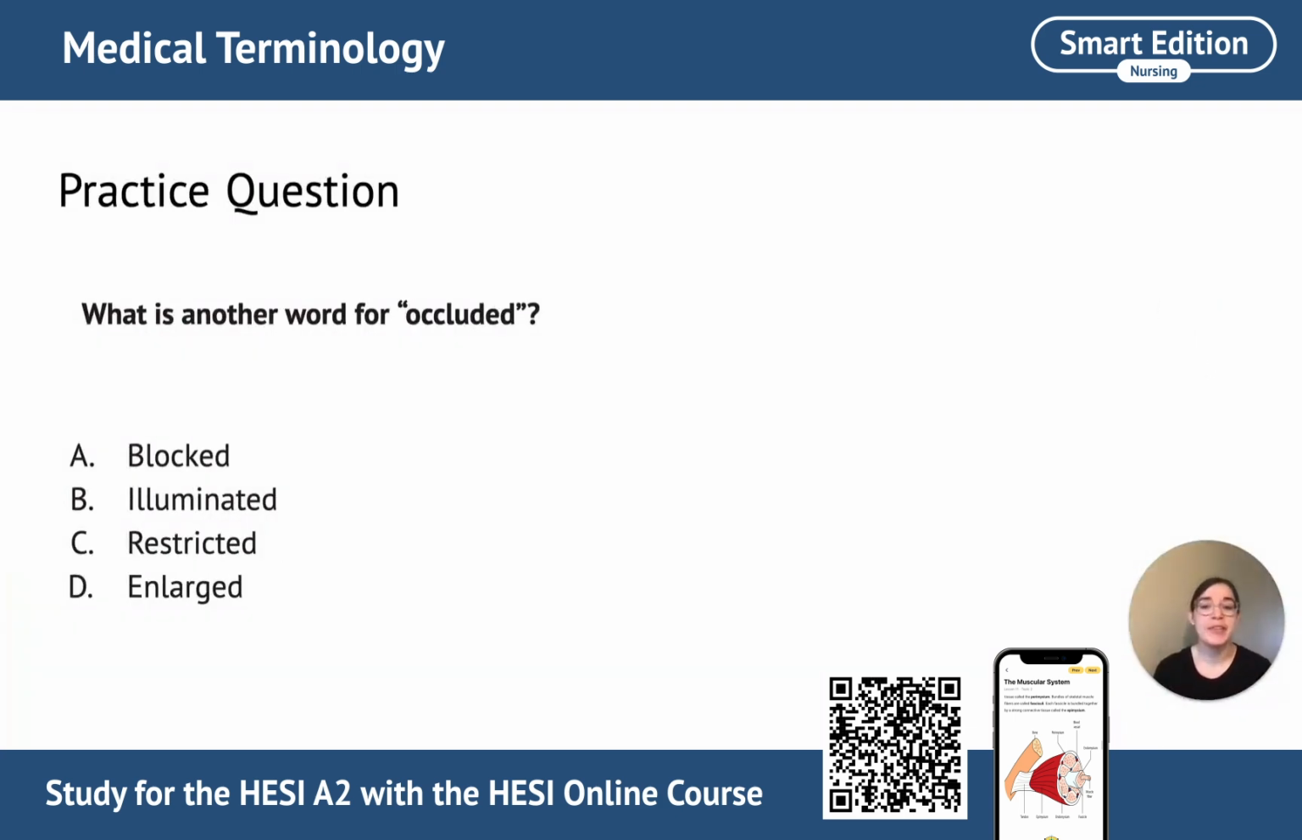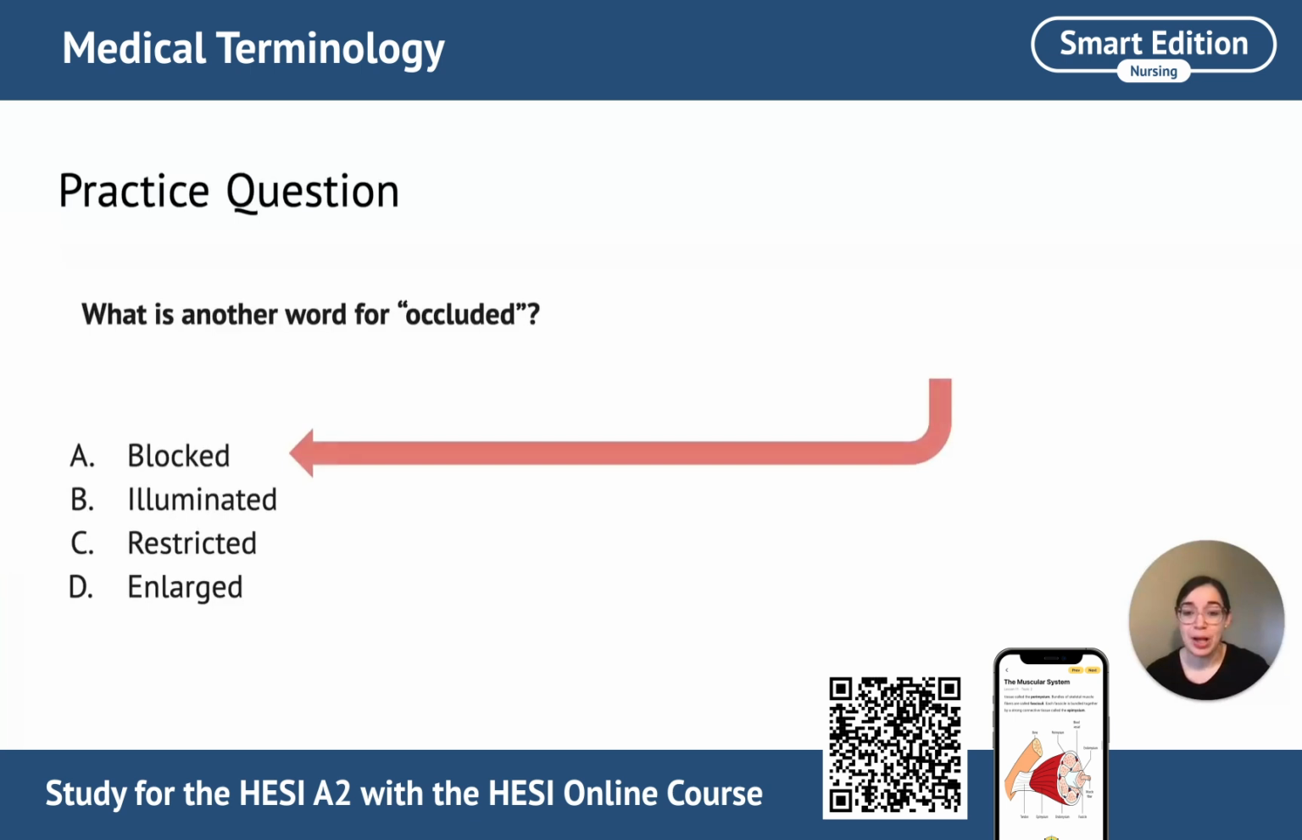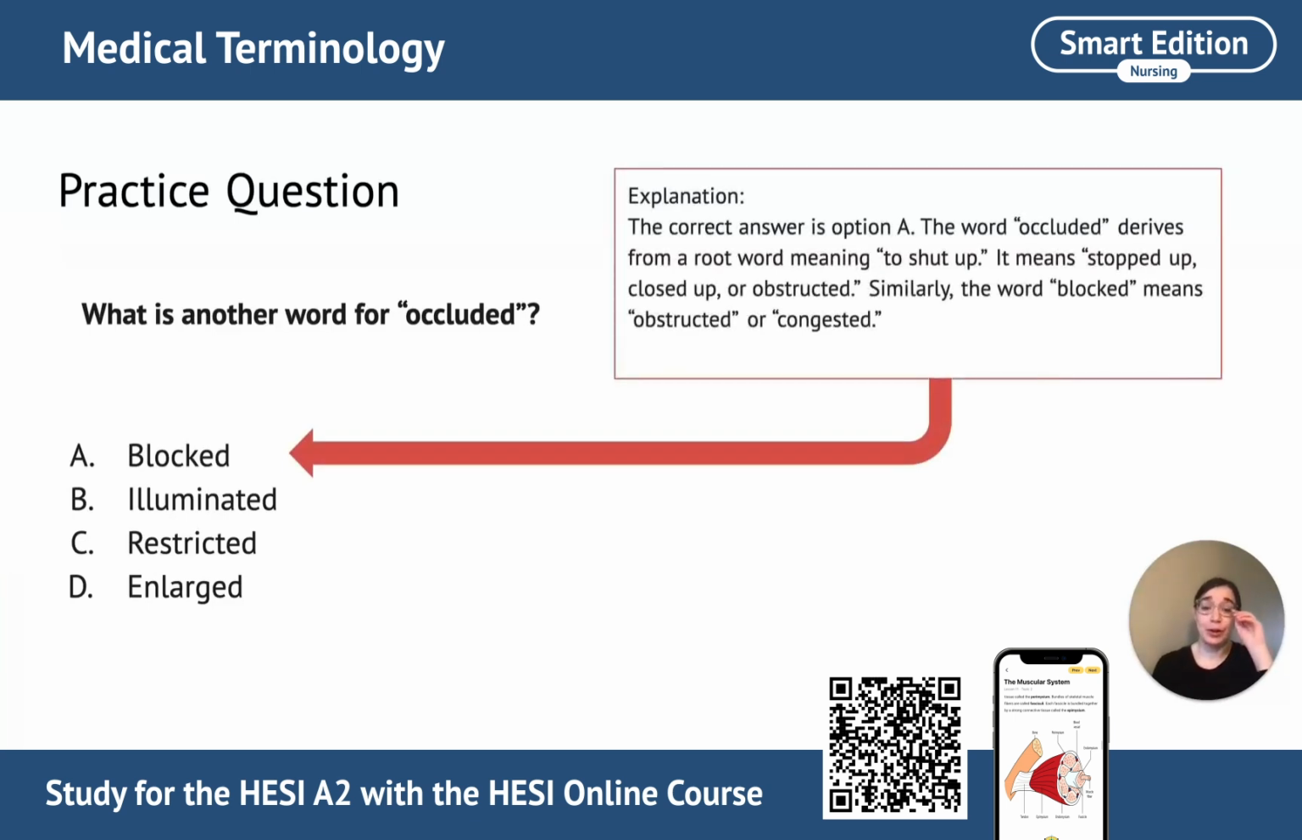All right, what is another word for occluded? Is it A, blocked? Is it B, illuminated? Is it C, restricted? Or is it D, enlarged? And the correct answer is option A. Blocked is a good synonym for the word occluded. So the word occluded derives from a root word that means to shut up. So what it means is something that is stopped up, closed up, or obstructed.